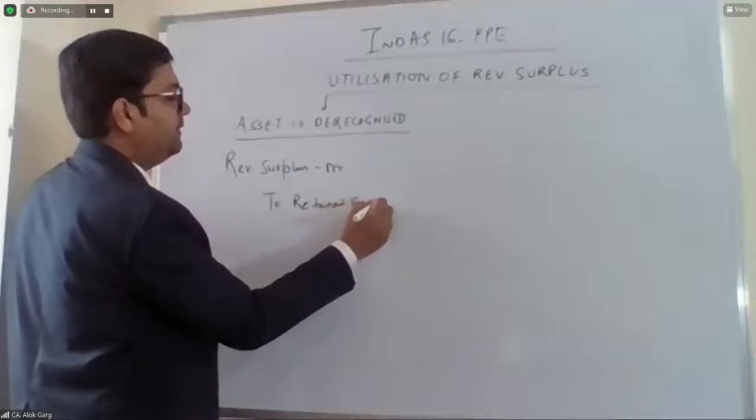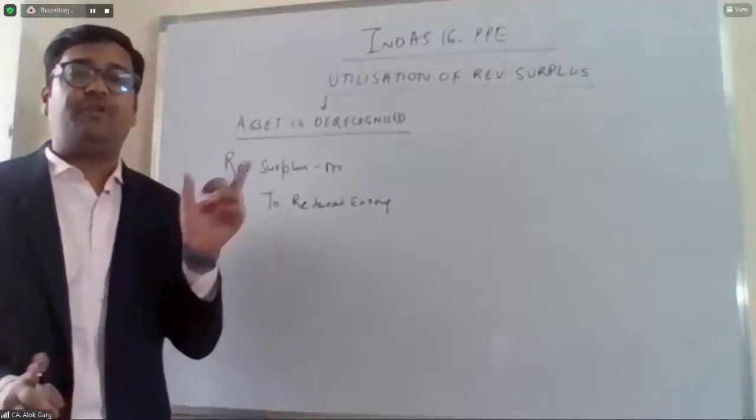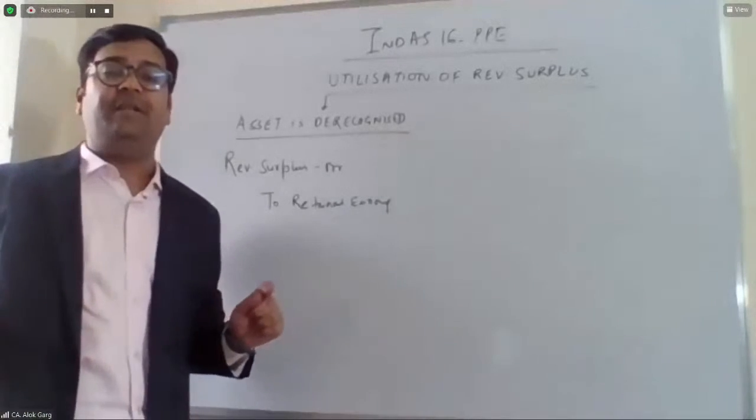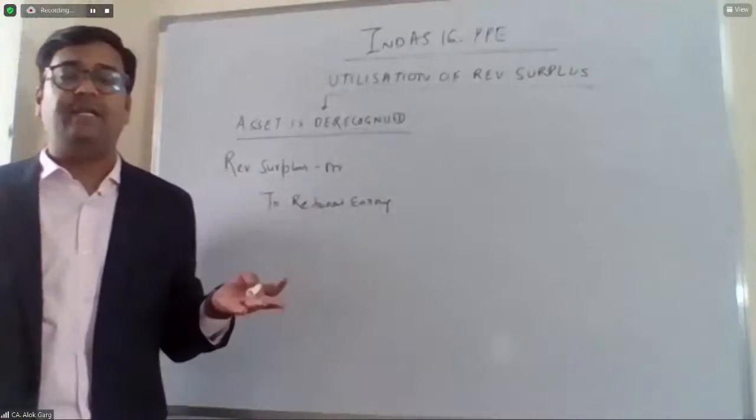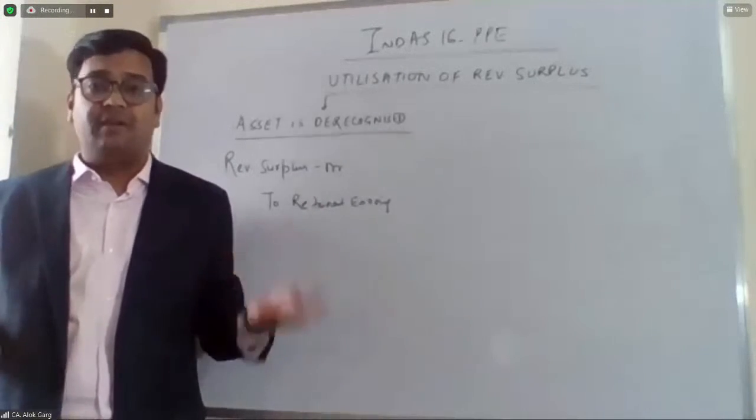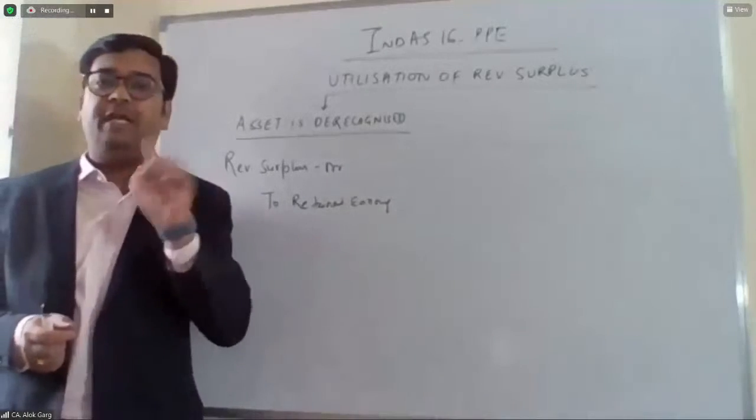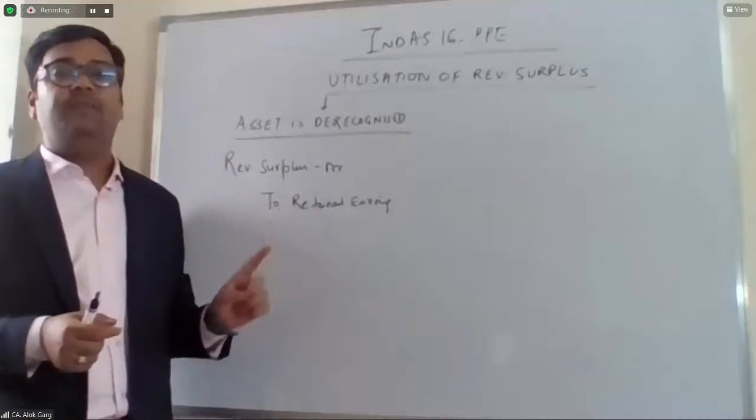To retained earnings. The standard says that this revaluation surplus will not transfer to P&L. It will directly transfer to retained earnings, reserve to reserve. What is this revaluation surplus? What is OCI? Other comprehensive income is like a reserve. So the standard says it will not be routed through P&L. This revaluation surplus will be debited and retained earnings will be credited.